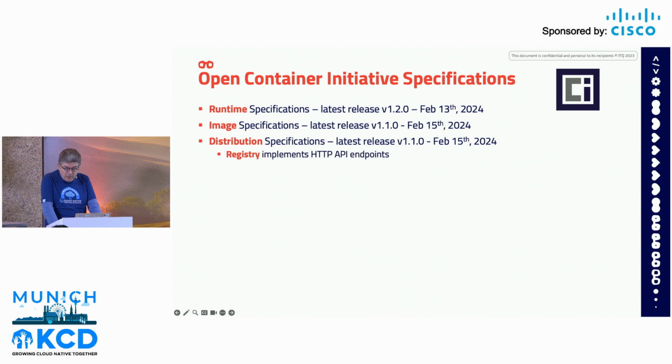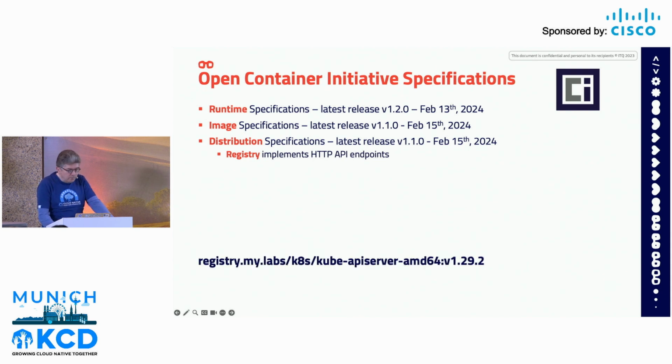So what is a registry? Basically, a registry is a service that implements the required HTTP API endpoints to push and pull images to and from. Then, here, you have a URL for a registry. This URL is based on multiple parts. The first part, so this URL is basically used by a registry client.